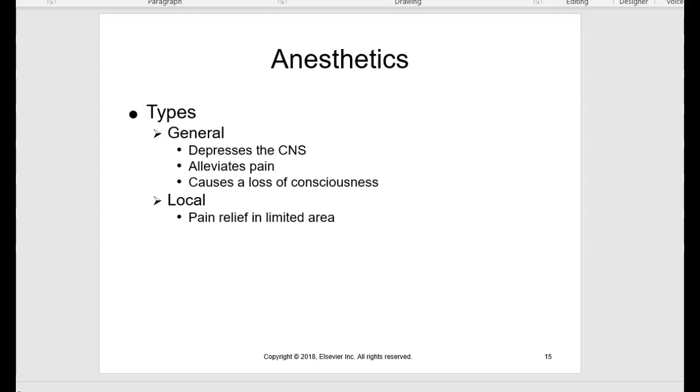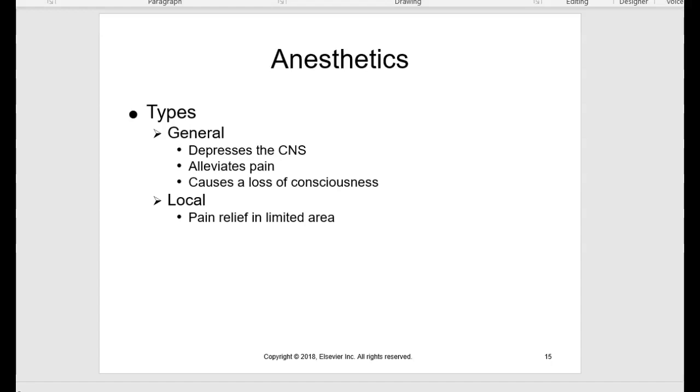This lecture will continue on with Chapter 18, Depressants, starting on page 239, Anesthetics. Anesthetics are classified as general or local. General anesthetics depress the CNS, alleviate pain, and cause a loss of consciousness. The first anesthetic was nitrous oxide or laughing gas.